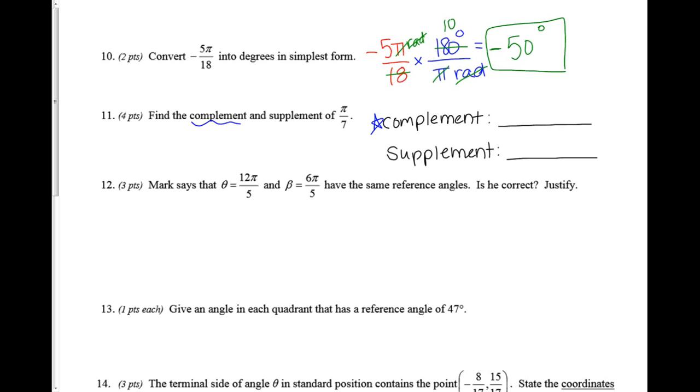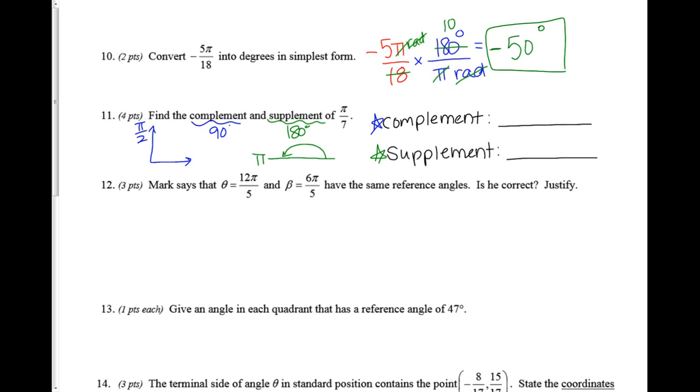Complementary angles are angles that add to 90 degrees, or if we're in radians, instead of 90 degrees, that would be pi over 2. And supplements are angles that add to 180 degrees, or if we're in radians, that would be pi. So I'm going to do the supplement first because I think this looks much easier.